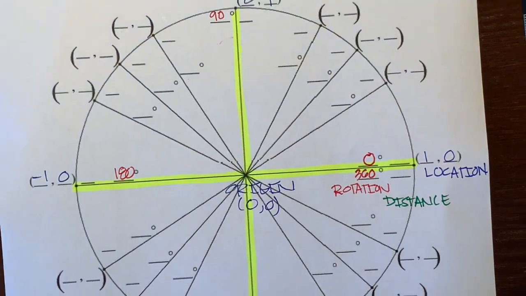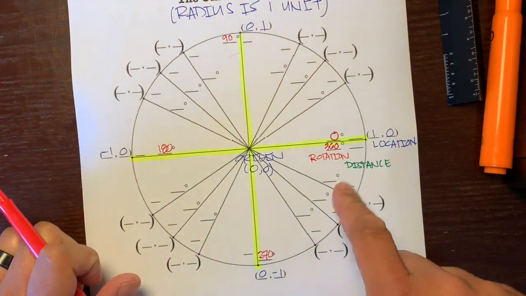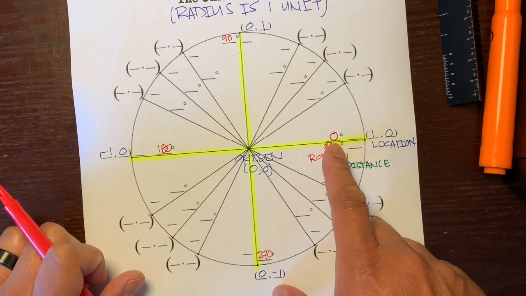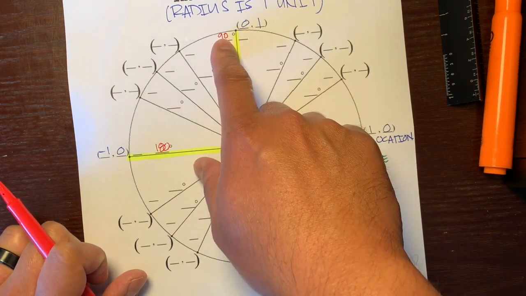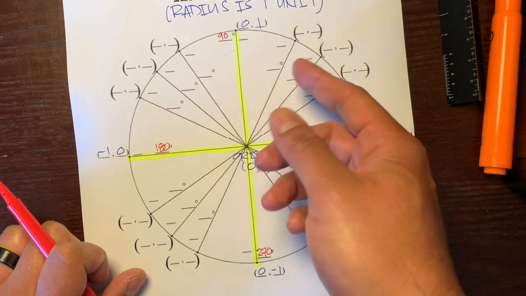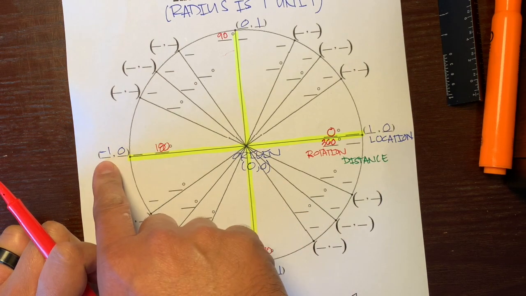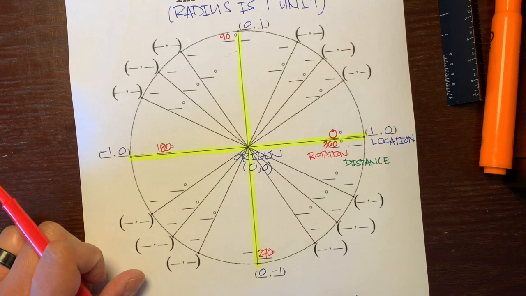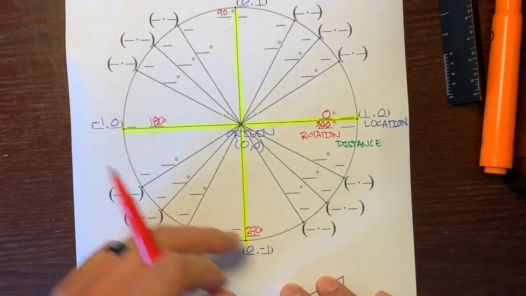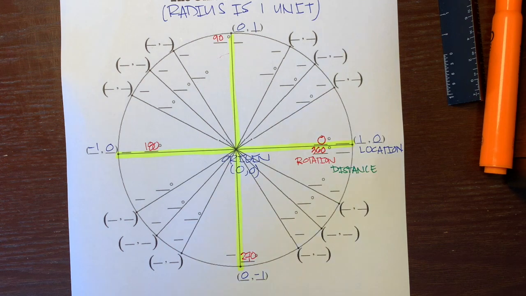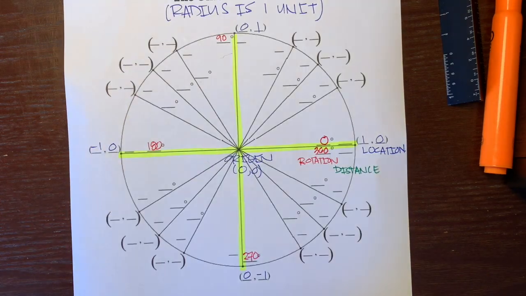Look at that, there are some more values, and those weren't too bad. So if someone asked you, what's the rotational value of 0, 1? You say, 90 degrees. If someone said, what's the location of a 180-degree rotation? -1, 0 is the location. And so forth. So there are some values. And there is part 1 of the unit circle.